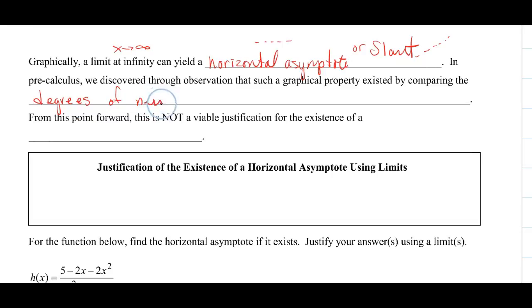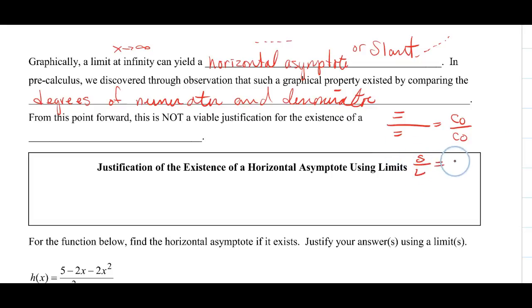Numerator and the denominator. Remember, if we had equal over equal, it was the coefficients, the ratio of the coefficients. If the larger was on the bottom, small over large, then it would approach 0. And if the large was on top, that would give us the slant, which would be infinity or negative infinity.